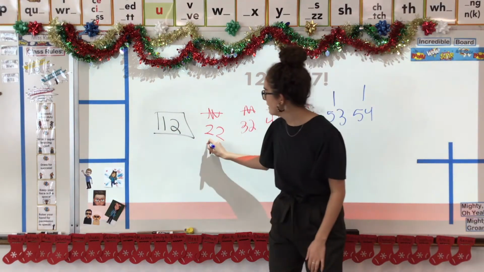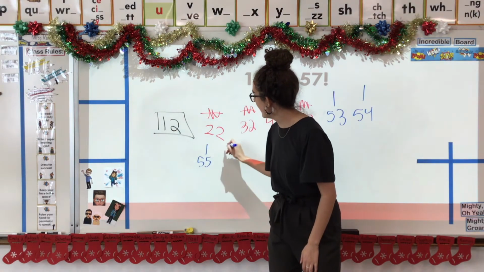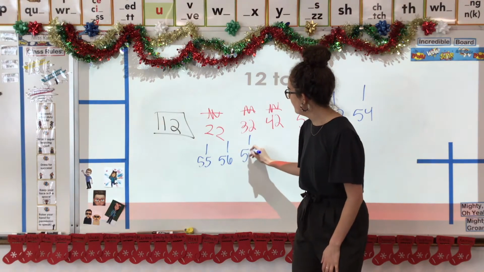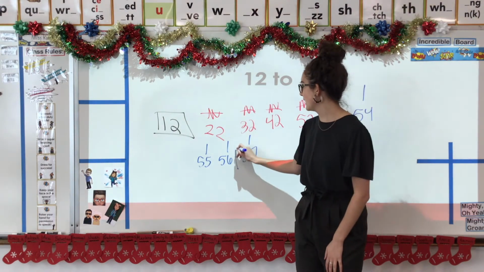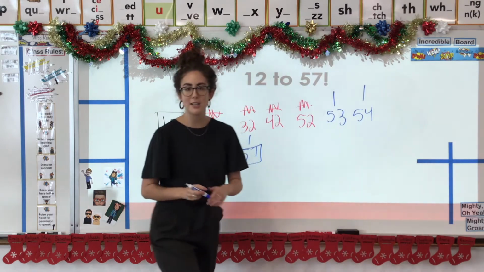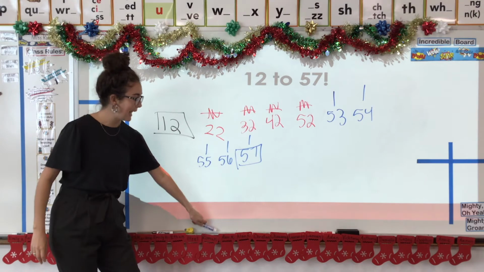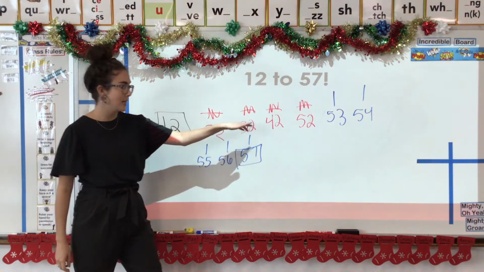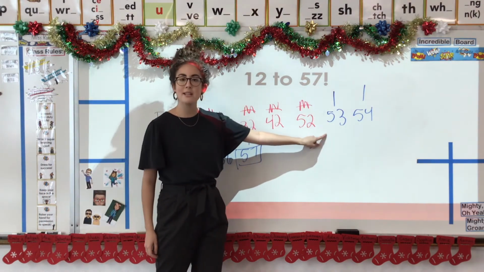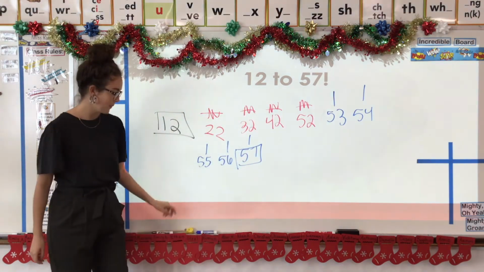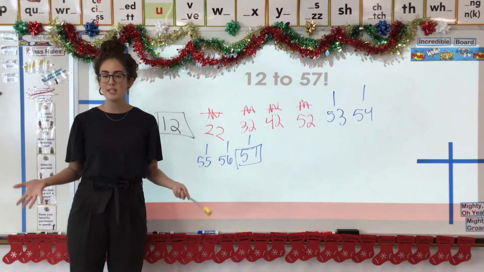54, and then 55, and 56, and 57. There we go. We reached our destination and got 57. And we did this by counting by tens first and figuring out that we had to switch at 57 to counting by ones. Let's see how quick this path was.